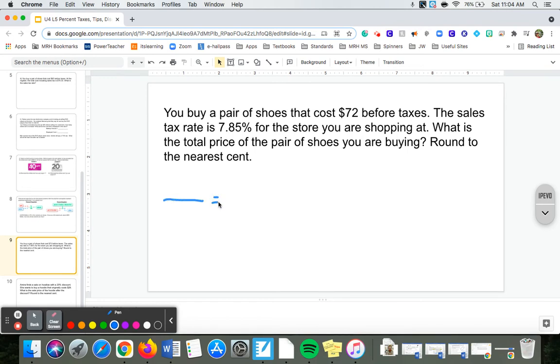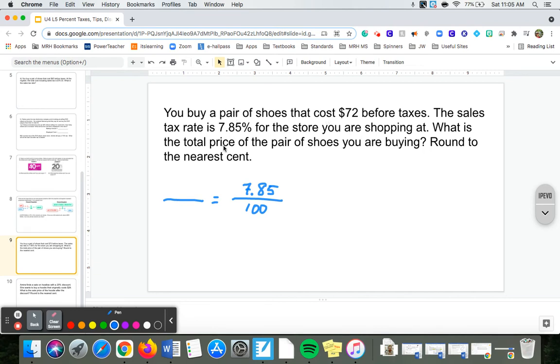So again, I have a proportion here. I have my part over the whole. The percentage would be on the right side, so the percent over 100. So I know that I'm given 7.85%. So 7.85 is going to go over 100 because 7.85 divided by 100 will be the decimal value of our percentage, which would be 0.0785.